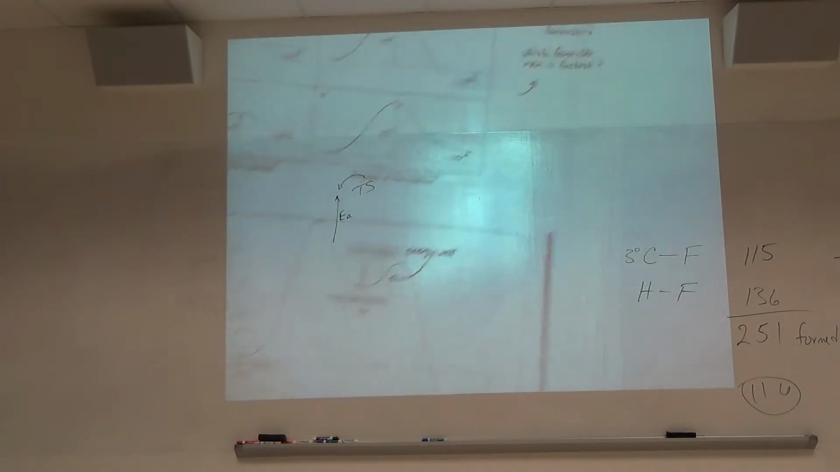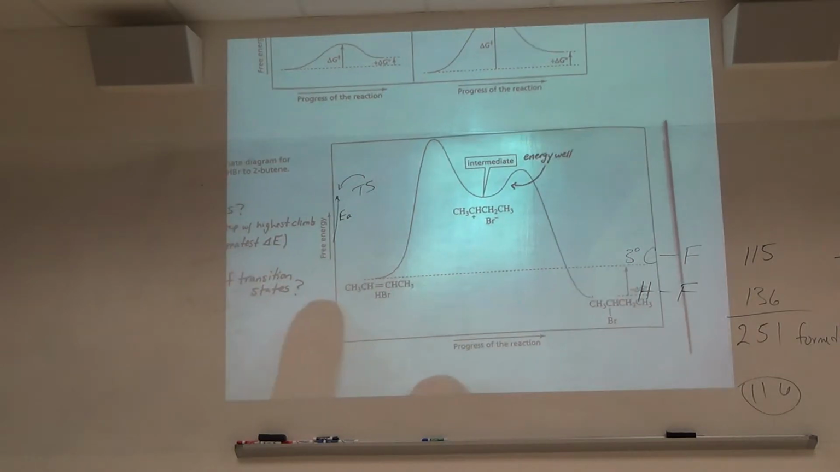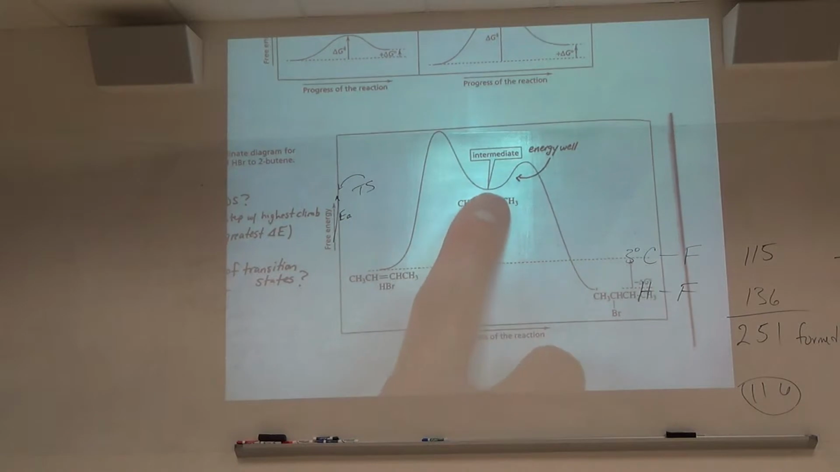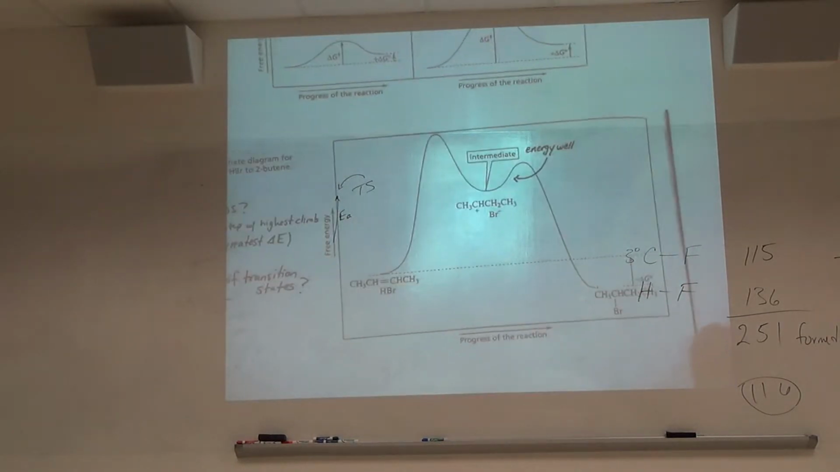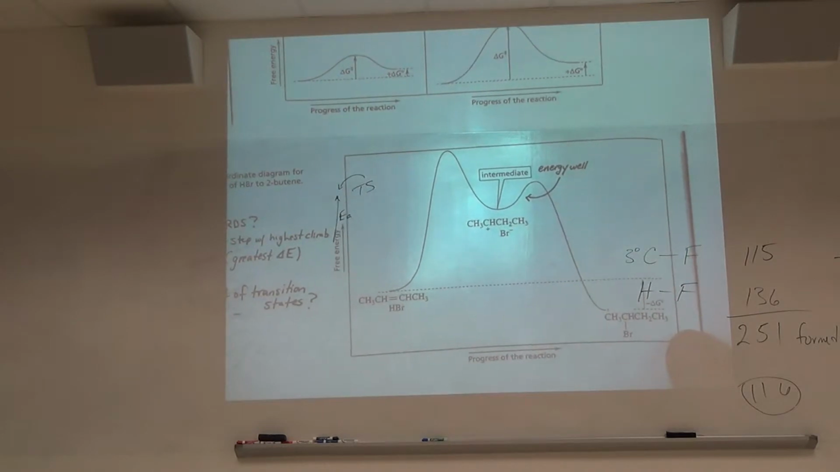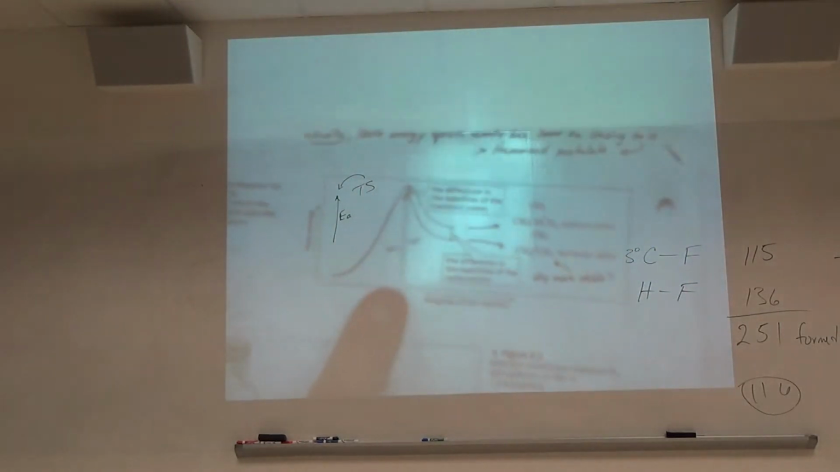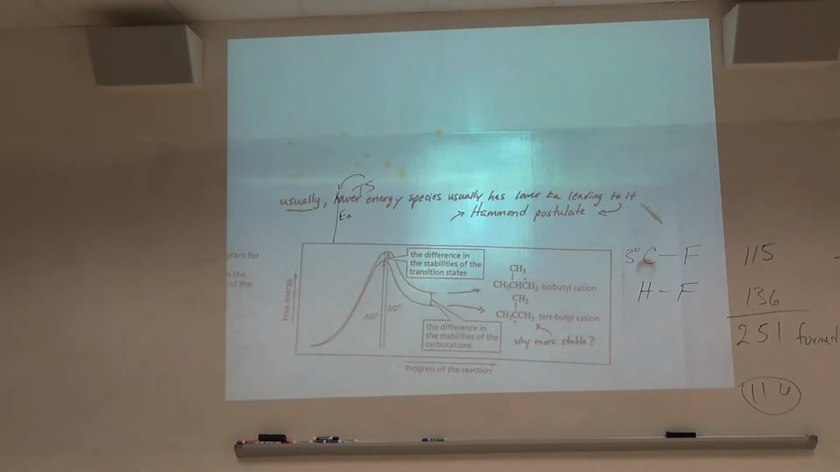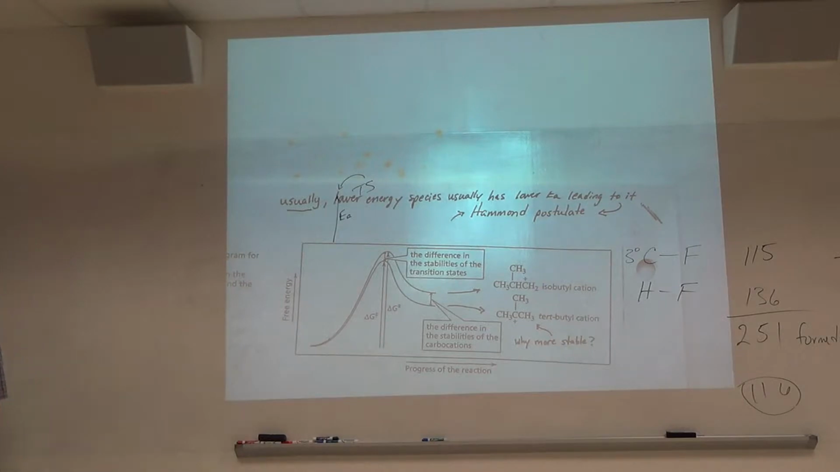How many transition states are in this? We did this yesterday, right? Two. A transition state leading to the intermediate and a transition state leading to the final product. Here's some other example. We also did this yesterday. Now let's get it back out here.